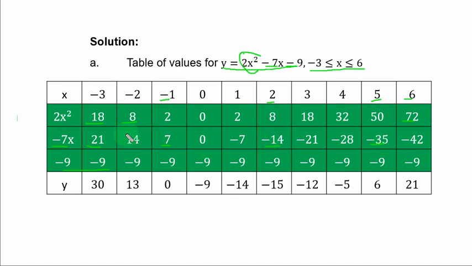To get y now, you simply add the values down. So you have 18 plus 21 minus 9, that is 30. 8 plus 14 minus 9, you have 13. 8 minus 14 minus 9, you have minus 15, and so on. This is the complete table of values.